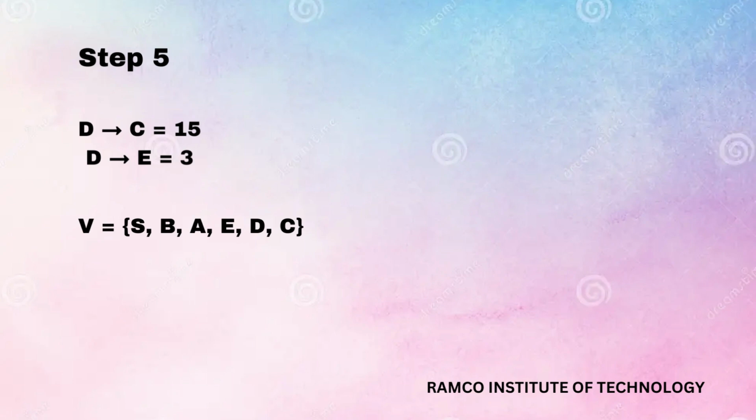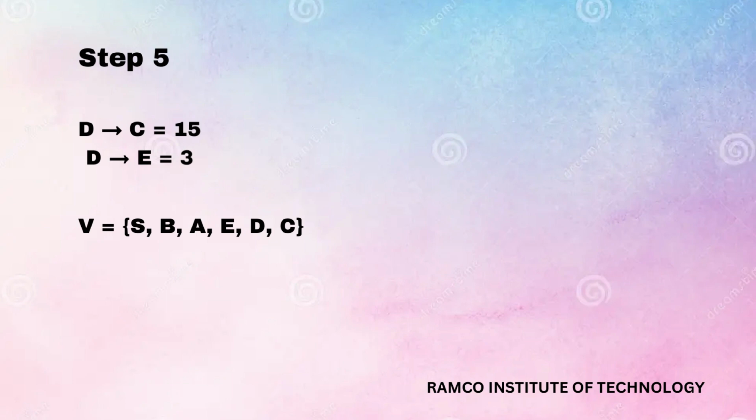Since D is the last visited in the output spanning tree, check for the least cost edge that is connected to the vertex D. D to C has weight 15, D to E has weight 3. Already we have added the edge D to E, so we have to check for the next least cost edge. So the next least cost edge is D to C. So the D to C is added into the output graph.